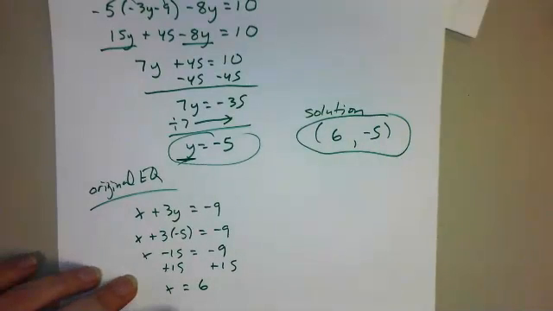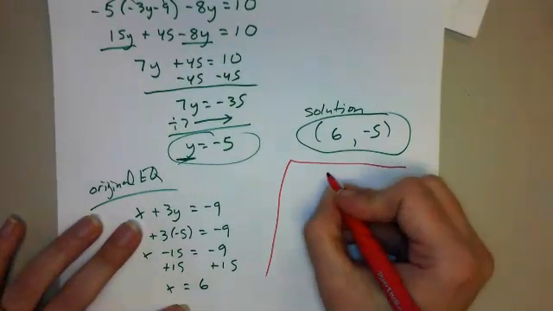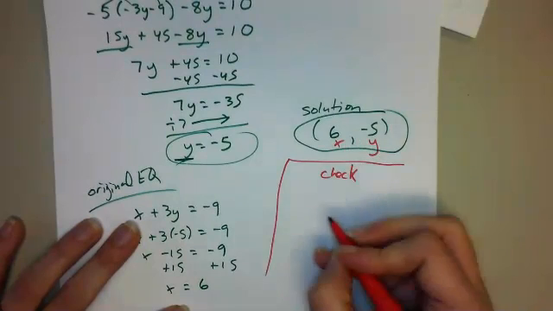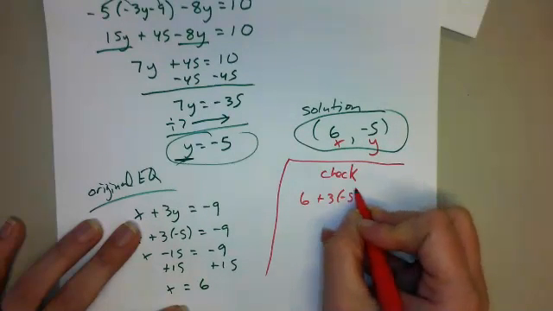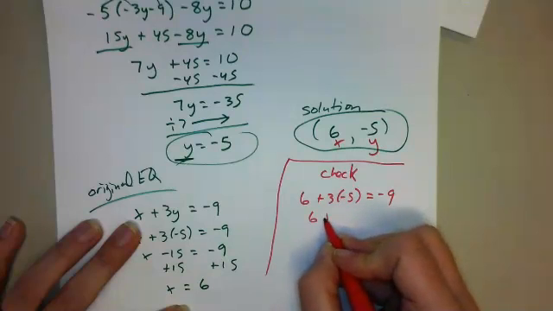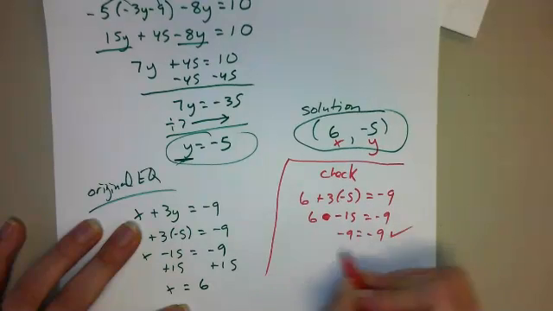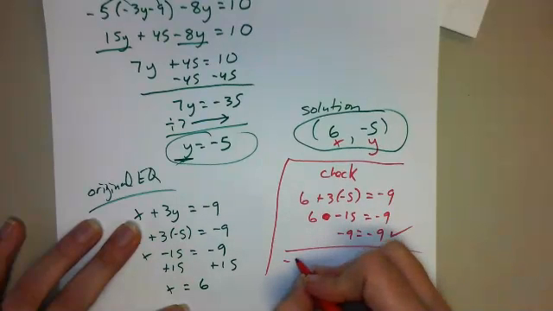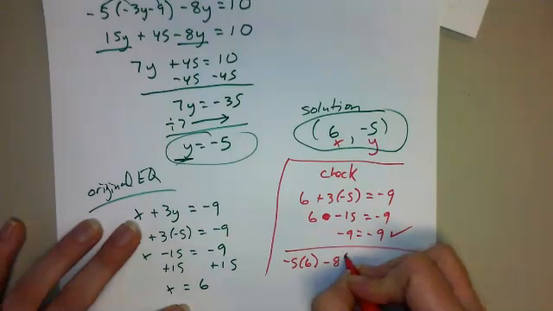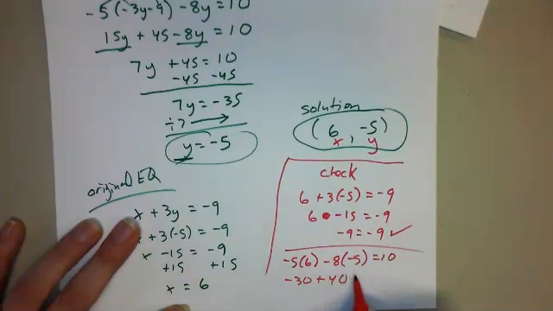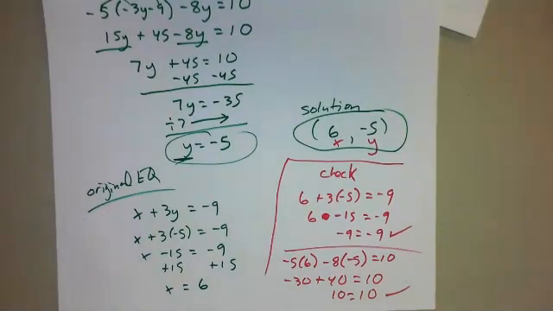And if you'd like to check, let's check it. Can't hurt to do a little check here real quick. This is my x, this is my y. We've got 6 plus 3 times negative 5 equals negative 9. Oopsie, 6 minus 15 equals negative 9. Well, that one checks nicely. My second one is negative 5 times 6 minus 8 times negative 5 equals 10. Let's see, we've got negative 30 plus 40. Oh, look at that. Works out just perfectly. So there are some good examples for you when you're trying to learn the substitution stuff.